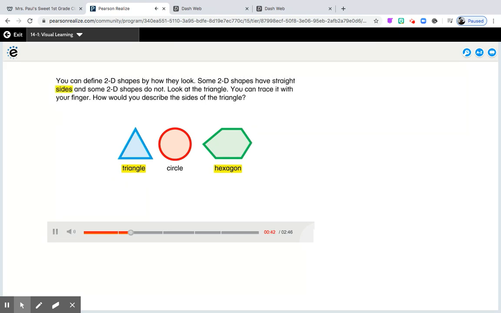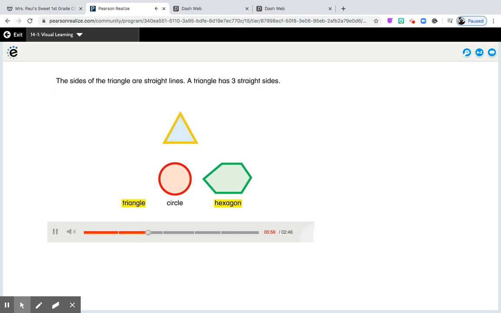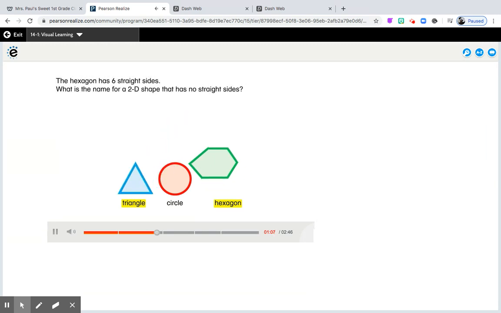You can define 2D shapes by how they look. Some 2D shapes have straight sides, and some 2D shapes do not. Look at the triangle. You can trace it with your finger. How would you describe the sides of the triangle? The sides of the triangle are straight lines. A triangle has 3 straight sides. The hexagon has 6 straight sides.